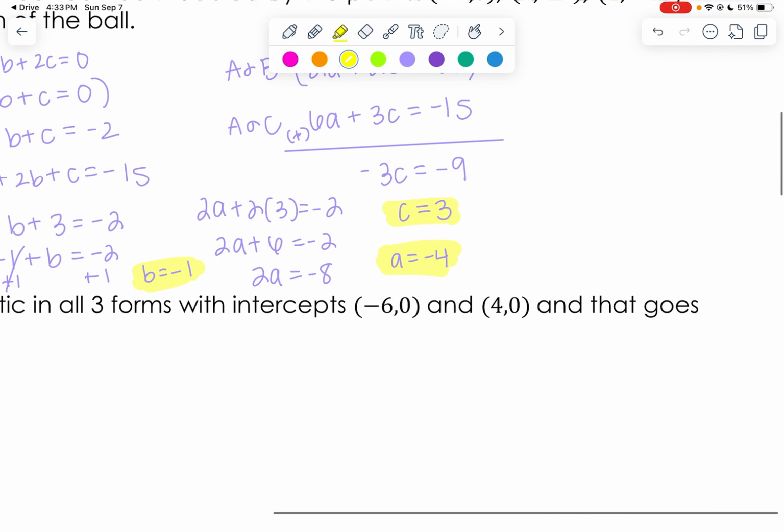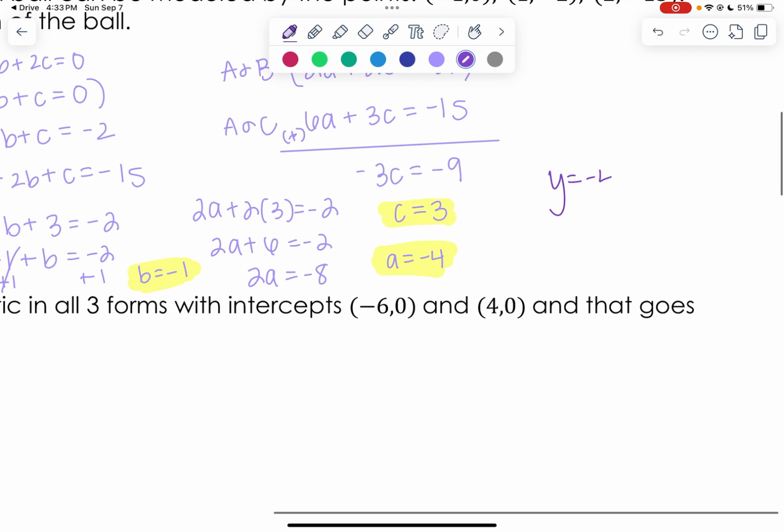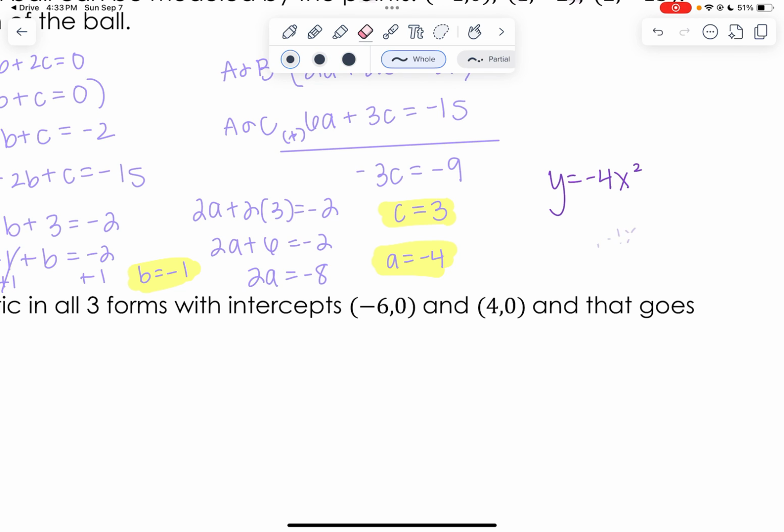So now that you know A, B, and C, you can write your equation. So y equals ax squared would be -4x squared plus x. So if you have plus b is -1x, just say -1x, or just say -x, plus 3. That's it.